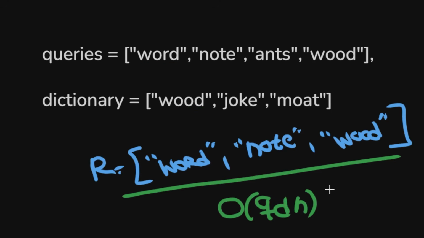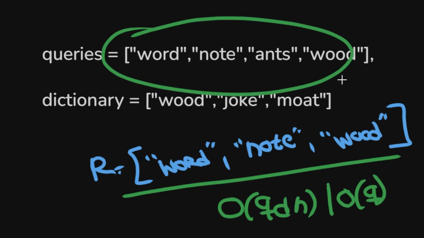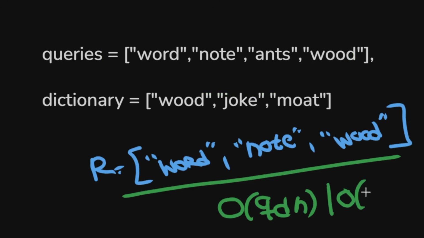And space complexity in the worst case is big O of the amount of queries, if we include every query in this final result, or we can say that this is big O of 1 if we don't consider this final array. So with this in mind, let's see how to code this up.